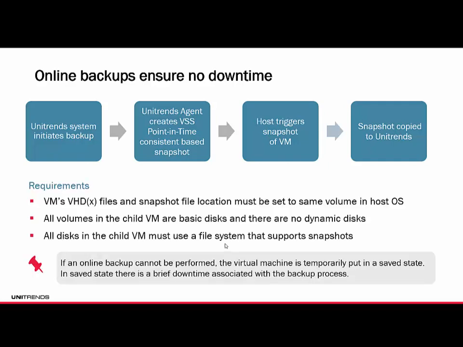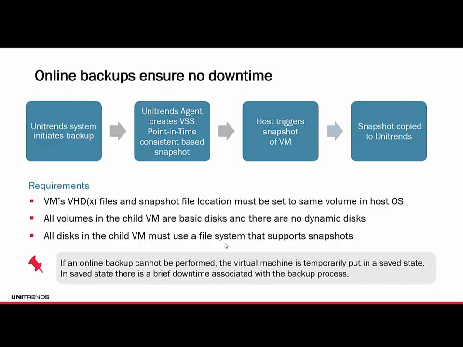Now, to make this all happen so you don't have any downtime, the VMs and their VHDX files and snapshot file location must be on the same volume in the host OS. They must all be on that same volume. They can't go to different volumes to grab the different VHDXs. All volumes in the child VM are basic disks and there are no dynamic disks. All disks in the child VM must use a file system that supports snapshots.